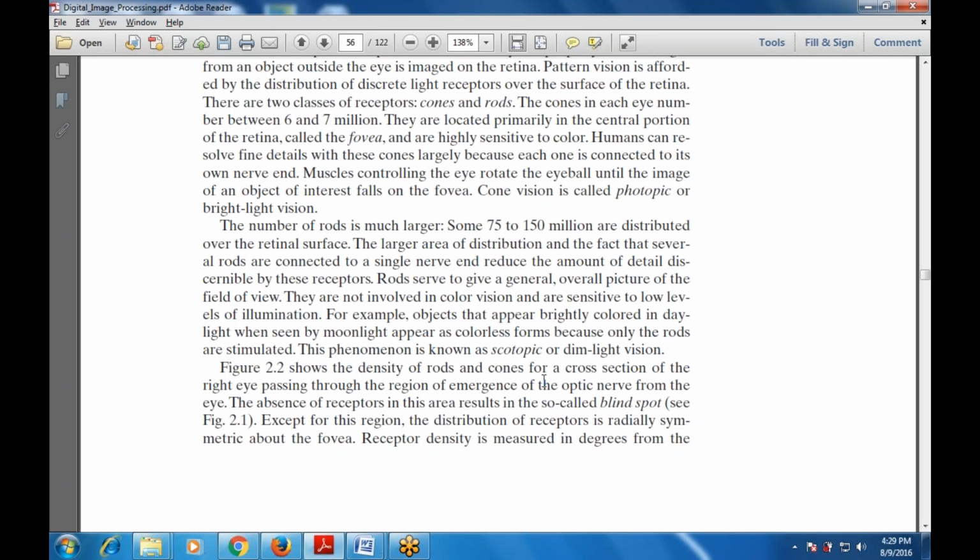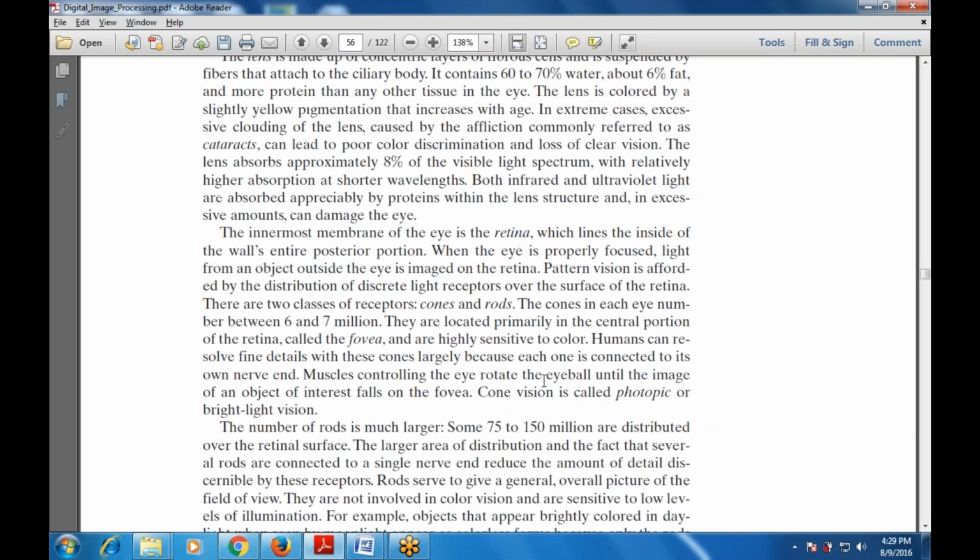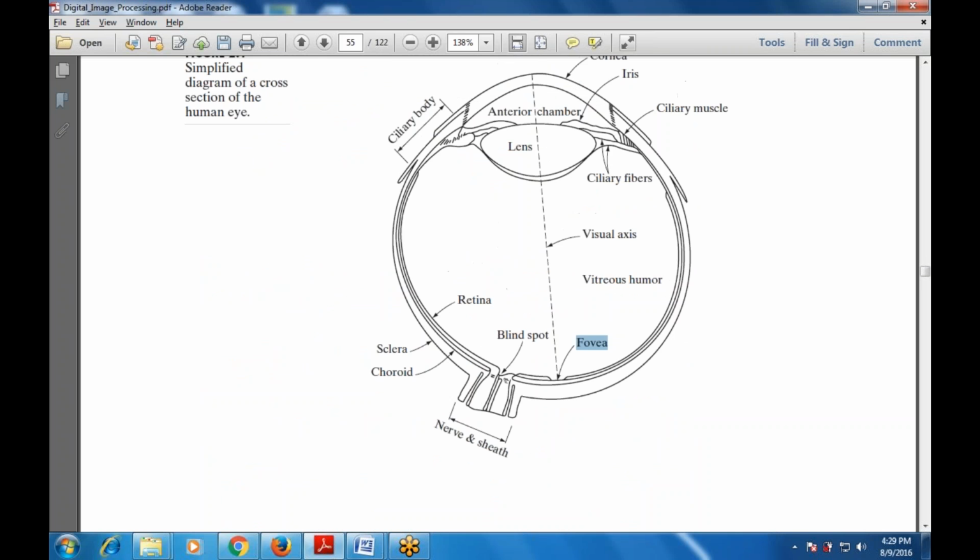The number of rods is much higher, ranging from 75 to 150 million, distributed over the retinal surface. The area connected to a single nerve reduces the amount of detail resolved by these receptors. These are the receptors that receive the signal to the eye.